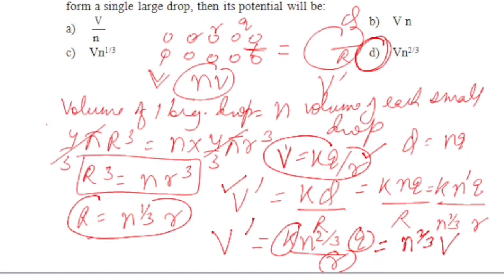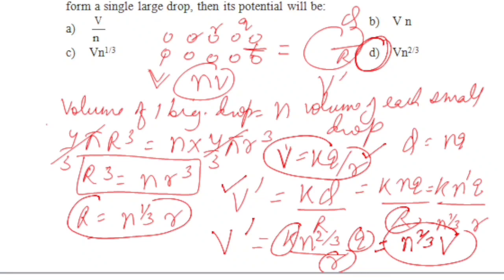And what is this charge of the bigger drop? This is NQ. You just put the value of this R here. You get the answer V equal to N2 by 3, the potential of each smaller drop. Hope it's clear to all of you, right? So option number D is correct.